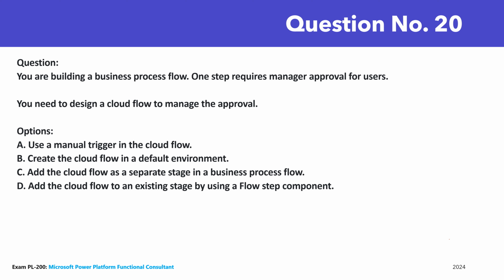Question. You are building a business process flow. One step requires manager approval for users. You need to design a cloud flow to manage the approval. Options. A. Use a manual trigger in the cloud flow. B. Create the cloud flow in a default environment. C. Add the cloud flow as a separate stage in a business process flow. D. Add the cloud flow to an existing stage by using a flow step component.